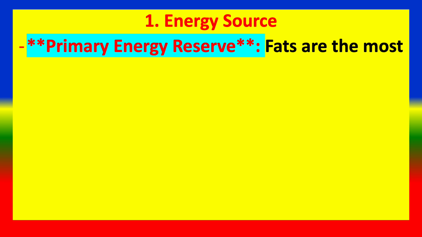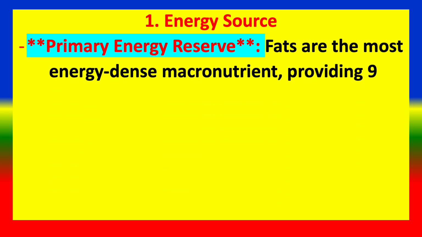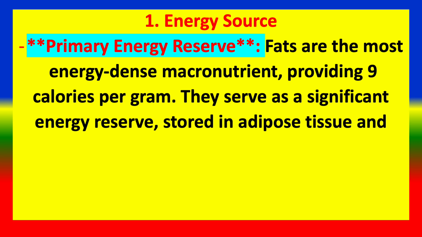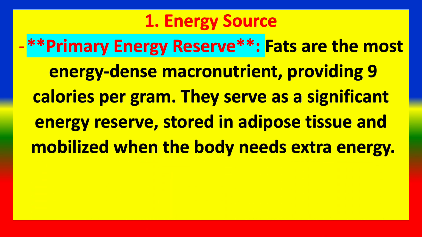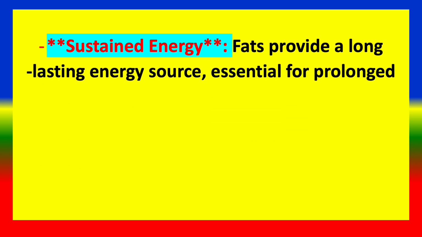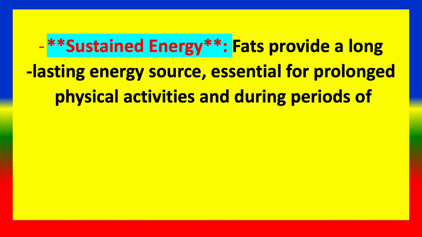First, energy source. Primary energy reserve. Fats are the most energy dense macronutrient, providing 9 calories per gram. They serve as a significant energy reserve stored in adipose tissue and mobilized when the body needs extra energy. Sustained energy. Fats provide a long lasting energy source, essential for prolonged physical activities and during periods of fasting.